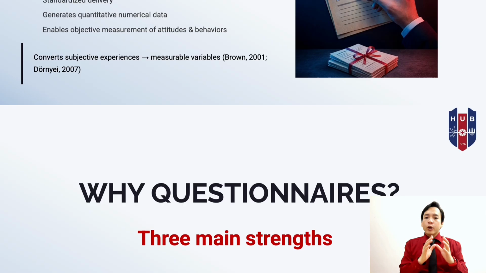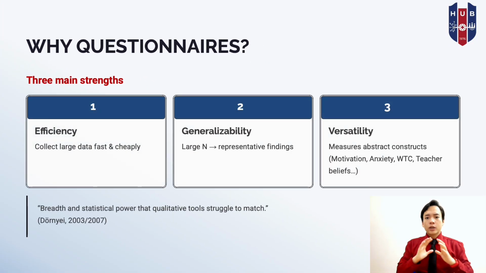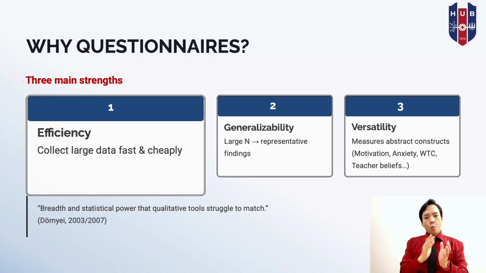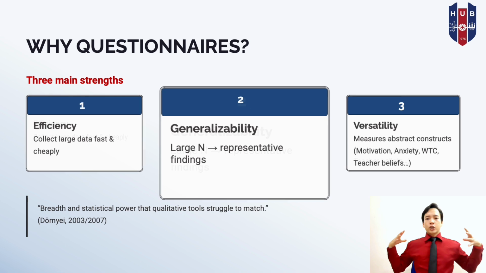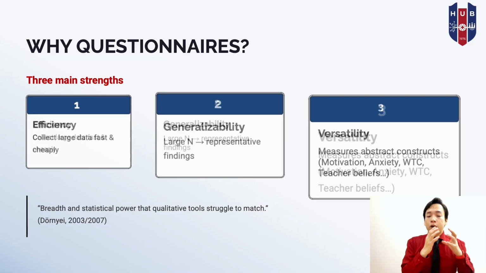Now, let's consider why questionnaires are popular in applied linguistics. Dörnyei 2007 emphasizes that questionnaires are extremely efficient. Instead of interviewing 200 students one by one, a researcher can gather responses in less than 20 minutes. Because of this scalability, we can study a large sample, which improves generalizability of our findings, something that case studies cannot do. Finally, questionnaires are versatile.